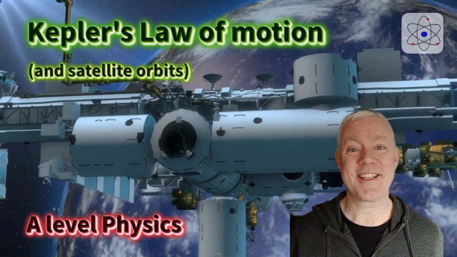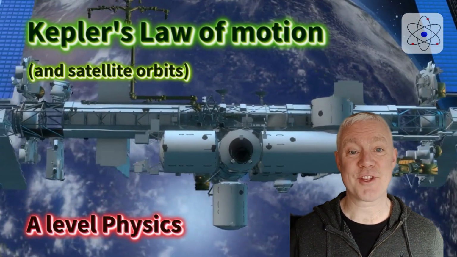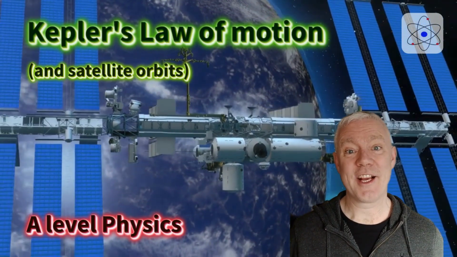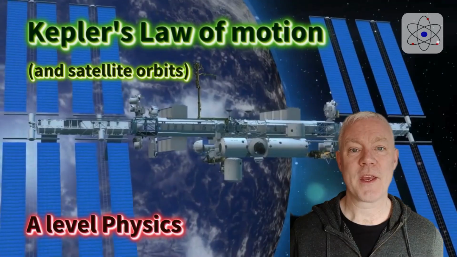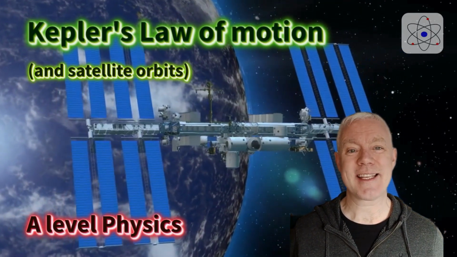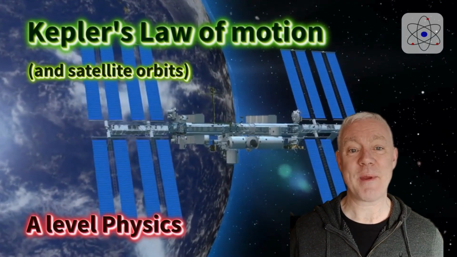Hi everyone, this is the second video on the gravitational fields topic for A-level physics. This video covers Kepler's laws, including the derivation of the third law. We will also look at satellite motion, specifically geostationary satellites and the link between orbital height and speed.